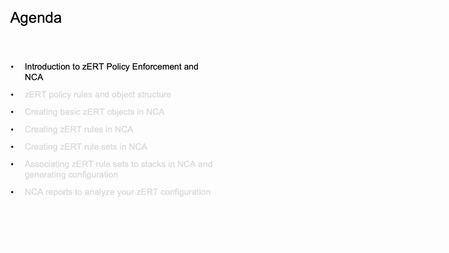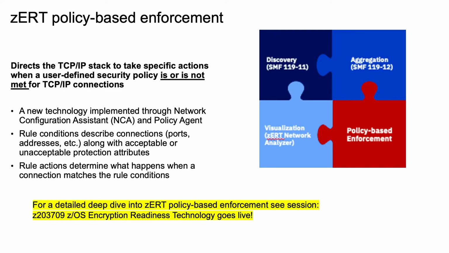All right, let's talk about Introduction to ZERT Policy Enforcement and NCA. ZERT policy-based enforcement takes the final step in the ZERT technology journey. ZERT was first introduced in z/OS V2R3 with the discovery function, which creates SMF records that allow you to monitor and report on the state of encryption and authentication for connections that terminate on your z/OS host. ZERT aggregation allows you to streamline the amount of SMF data that ZERT generates, and ZERT Network Analyzer is a z/OSMF plugin that helps you explore the SMF data created by ZERT.